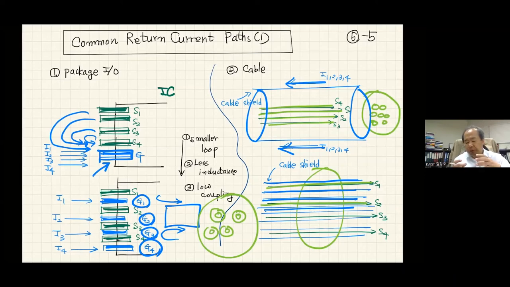Of course, if you are using more ground shield for each return current path isolation, you may have more metal. The earlier cable is more flexible because it is using less metal, but this one is going to be a very rigid cable. That is the trade-off between the flexibility of the cable and the quality of the cable.